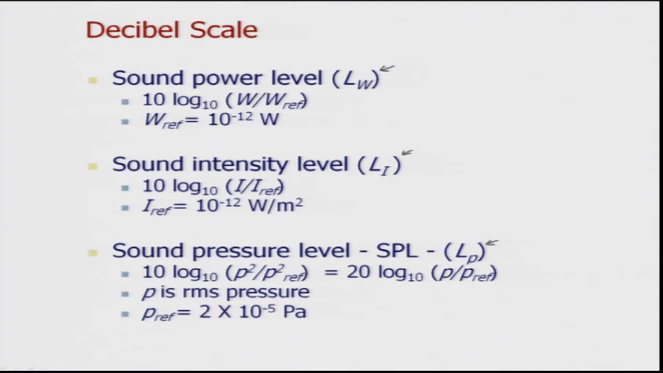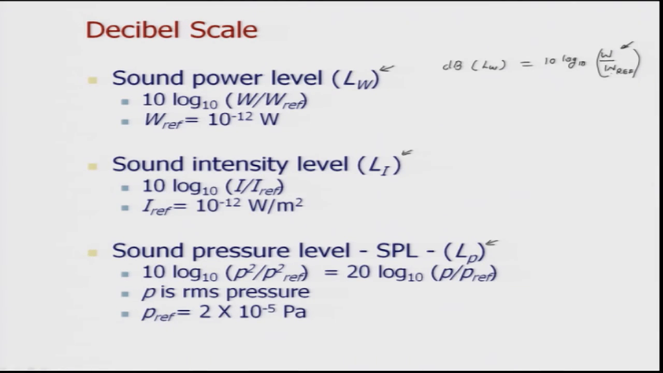Now let's look at how they are defined. This is a log scale on which these powers, intensities and pressures are defined. So the decibel level for LW is defined through this formula: LW is equal to 10 log10 of W over W ref. I will explain that. Suppose there is a device producing W watts of power and I have to compute how many decibels of sound it is generating. Then I can compute that decibel value by using this relation, where W is the power of the sound producing device.